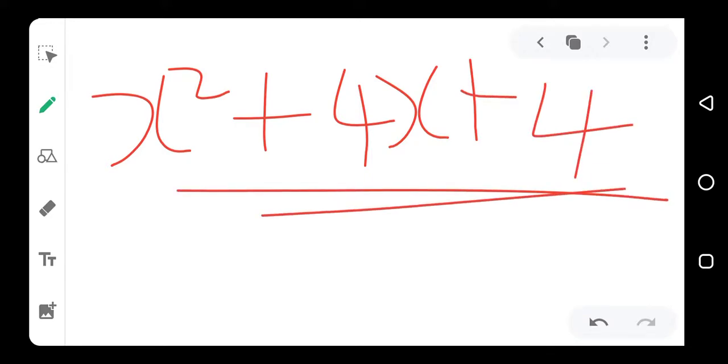So this is the final answer. So g of f, function g of function f, is equal to x raised to the power 2 plus 4x plus 4. So this is how to solve this question. Now let's look at another example.